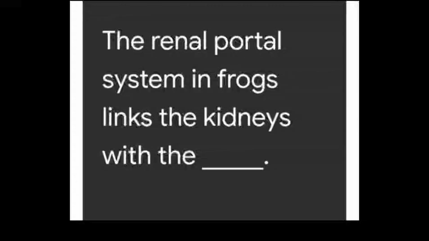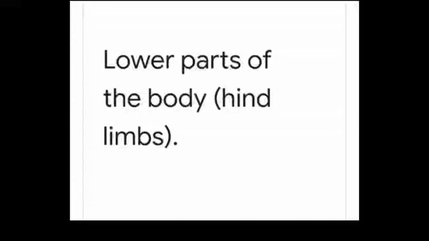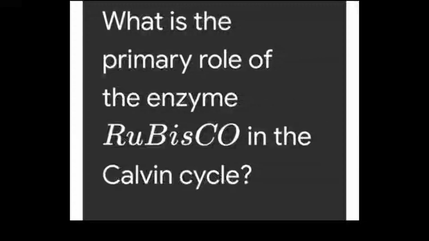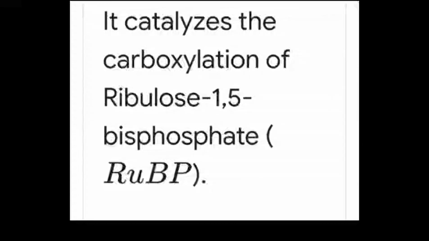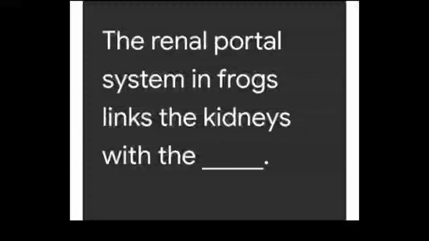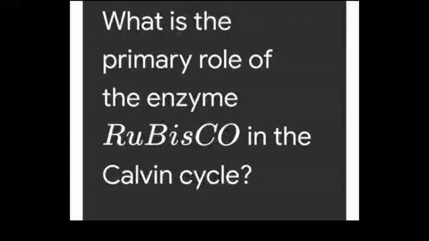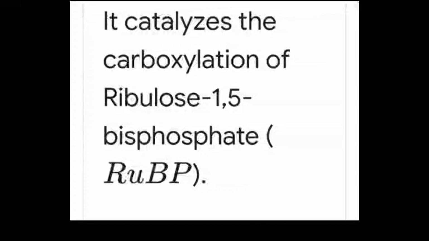The renal portal system in the frog links the kidney with the lower part of the body, that is the hind limb. What is the primary role of the enzyme Rubisco in the Calvin cycle? We have to tell the primary role of the enzyme Rubisco. It catalyzes the carboxylation of RuBP, ribulose 1,5-bisphosphate. In the Calvin cycle, its role is to catalyze the carboxylation of ribulose 1,5-bisphosphate, RuBP.